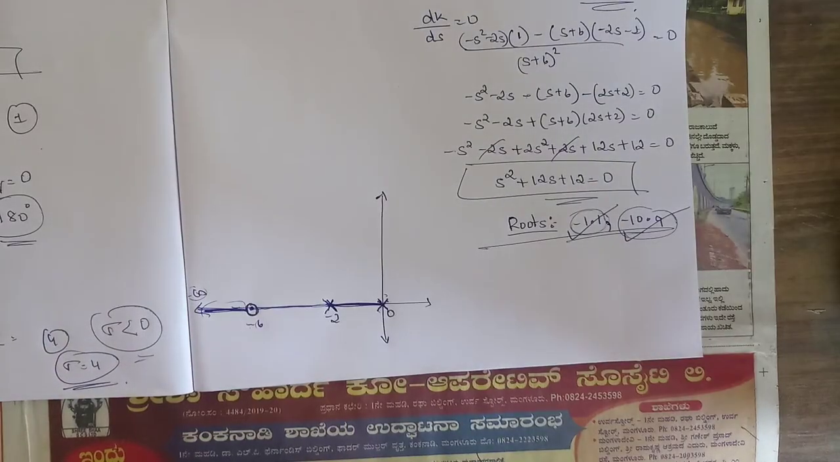So in this case we are going to have two breakaway points. Next step, again, angle of departure. Since in this case the roots obtained are real roots, we have no need of calculating any angle of departure for that. So now let's calculate the point of intersection.